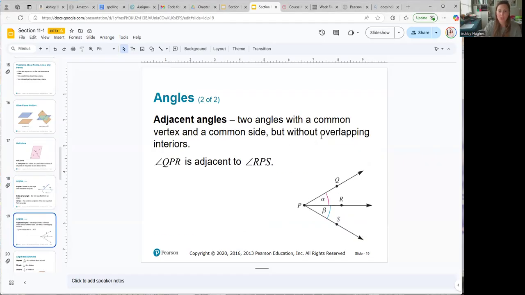Adjacent angles: two angles with a common vertex and a common side. So these two angles are adjacent. Adjacent just means side by side. Angle alpha and angle beta are angle QPR and RPS. When you label an angle, the center is always going to be that vertex. So angle P, this is the vertex, right? P is the vertex. So QPR is this part. RPS is that part.